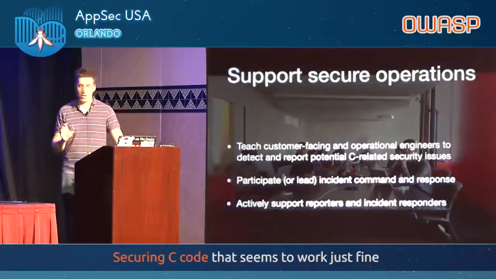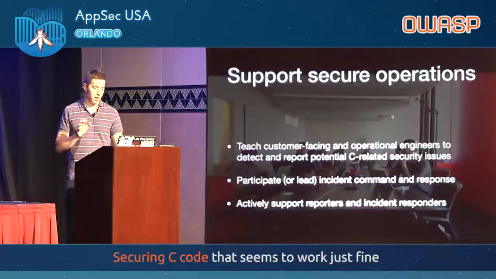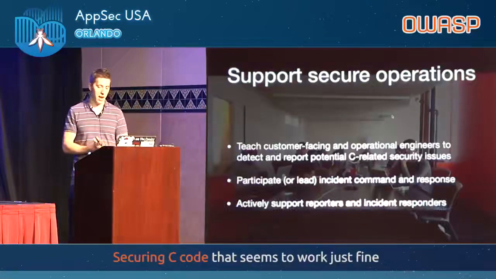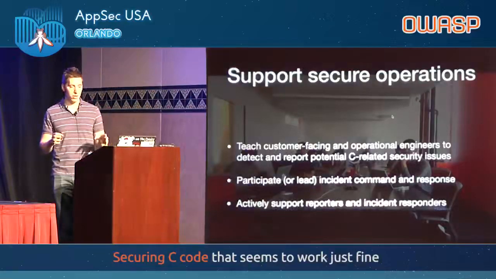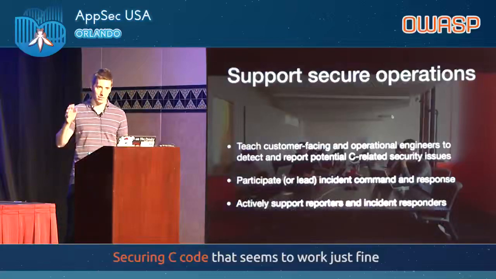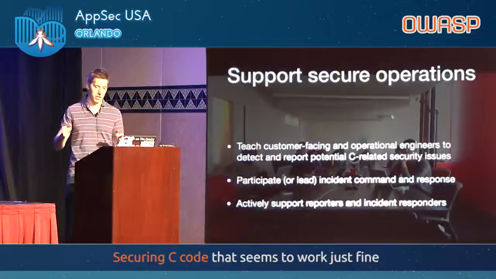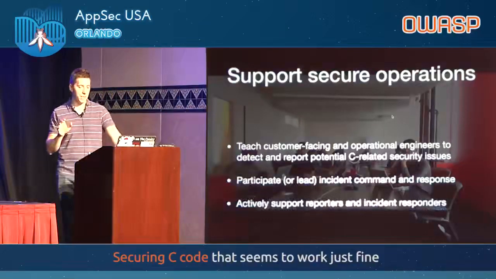So in order to secure C code that seems to work just fine, I think it's really important to support secure operations. This means teaching your customer-facing and operational engineers to detect and report potential C-related security issues. For example, at Fastly, we have training where we talk about what a memory disclosure or memory corruption might look like, how to detect it, and how to report it. We even have an exercise with a fake customer report, where you have to use production tools to figure out if it's memory corruption or not. I think that's a great first step, but I don't think it's enough.